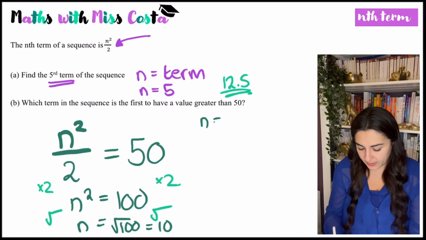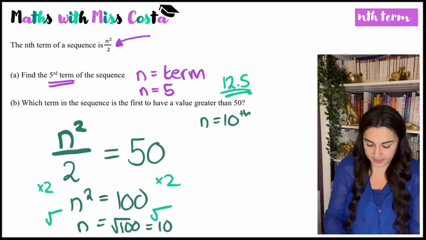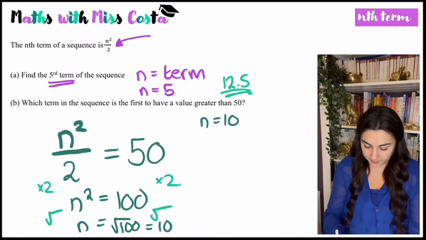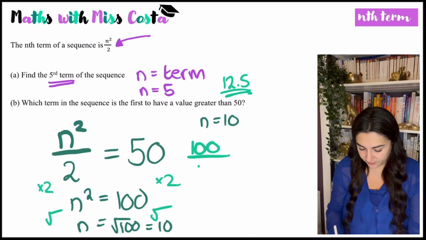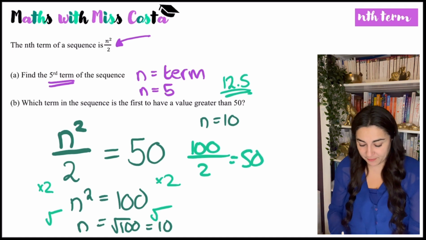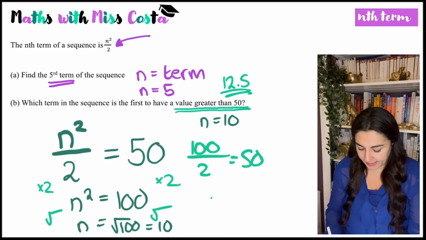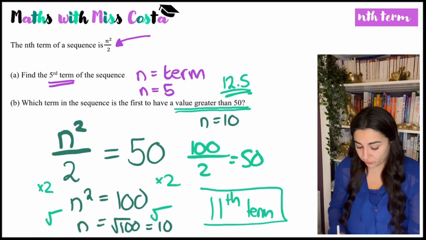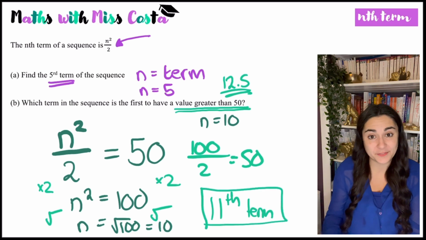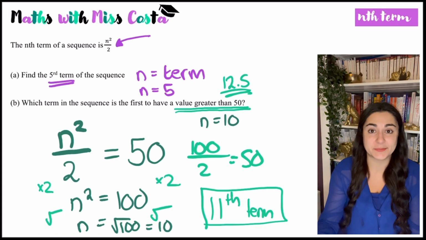So that means the 10th term, n is 10, so let's see what happens if I substitute 10 into it. Well, 10 squared is 100, divided by 2 is 50. Now, it's asking which term in the sequence is the first to have a value greater than 50. 50 is not greater than 50, so that must mean that the 11th term is the first term to have a value greater than 50. The 10th term has the exact value of 50, but the 11th term is the first to have a value greater than 50.